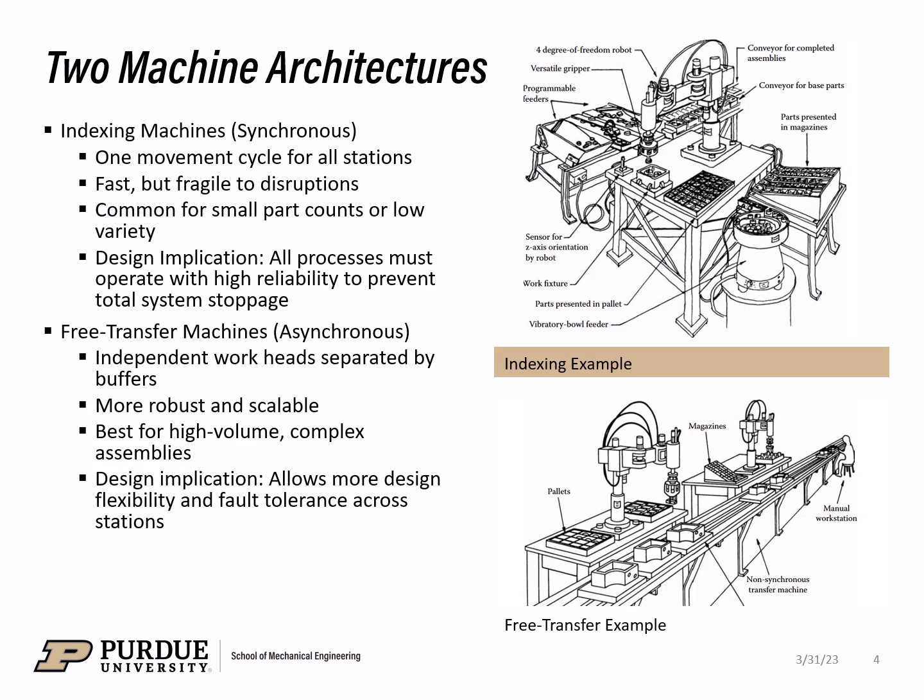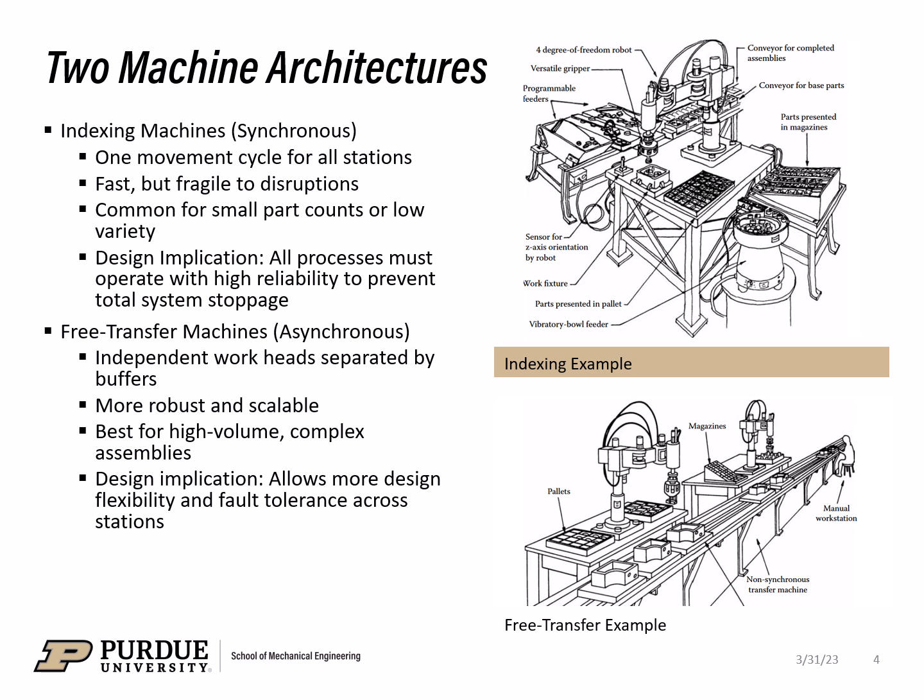There are two main classes of automatic assembly machines. The first are indexing machines. These operate synchronously, so every station moves together, and if one stops, they all stop. This architecture is fast and simple, but it's very vulnerable to disruptions. It's common for small part counts, and all of the processes must operate with high reliability to prevent a total system stoppage. On the other side, you have free transfer systems.